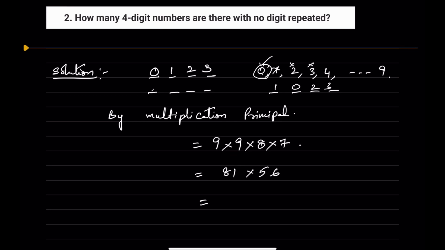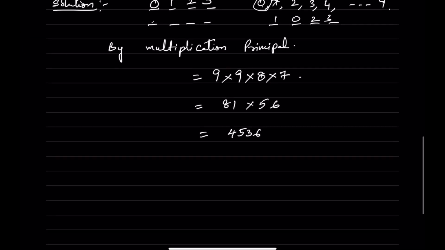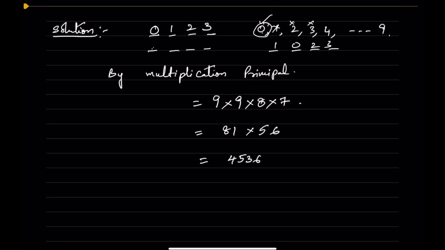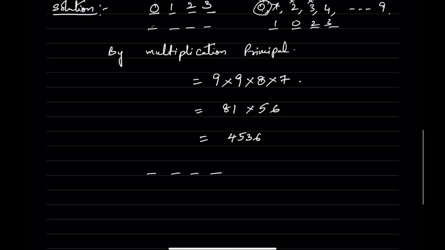So if you do 4, 5, 3, 6 number of digits, 4 digit numbers with no digit repeated, this is the number of ways. Now, using the permutations formula, how do we do this? We'll see. Now you have 4 digit places. So how to use the formula? This is the method which we can use.